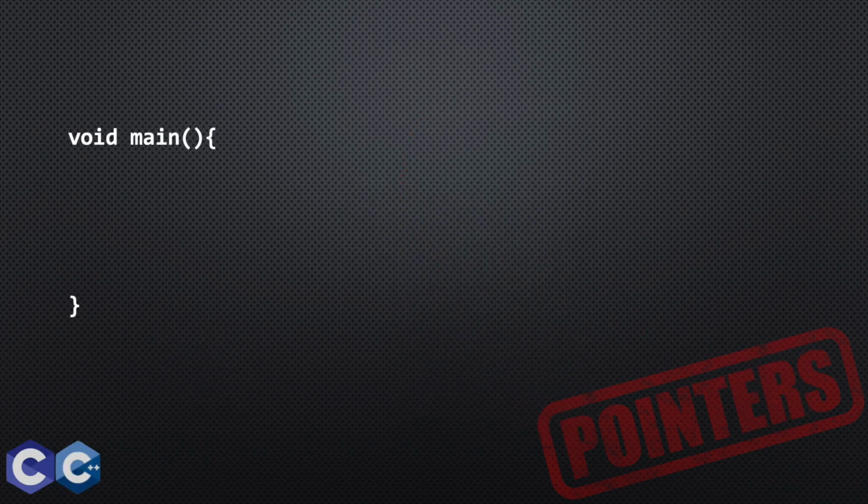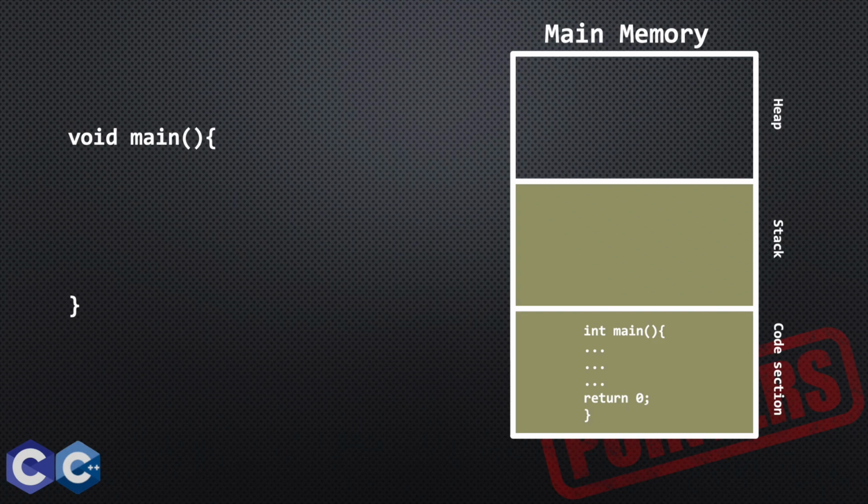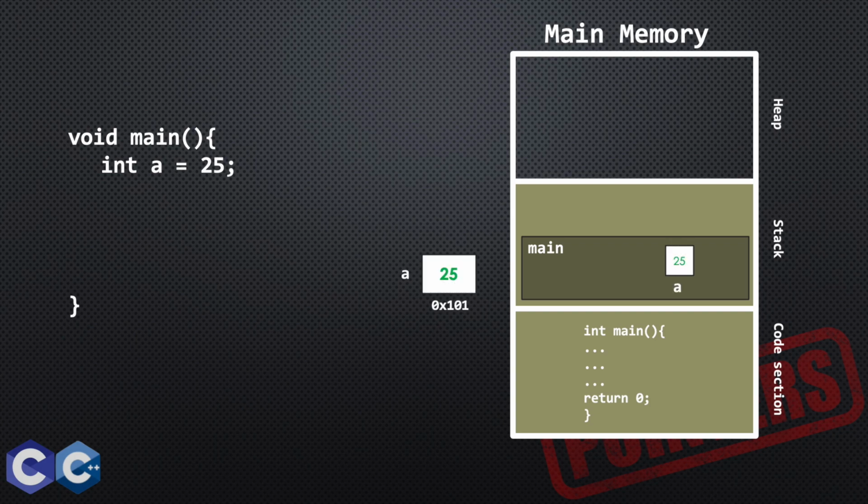First, we'll declare an integer variable a and initialize it by assigning the value 25. This variable will be located on the stack at a memory address that, for the purposes of this example, we can imagine as address 101. Although the compiler determines the exact address, we'll assume it is address 101.